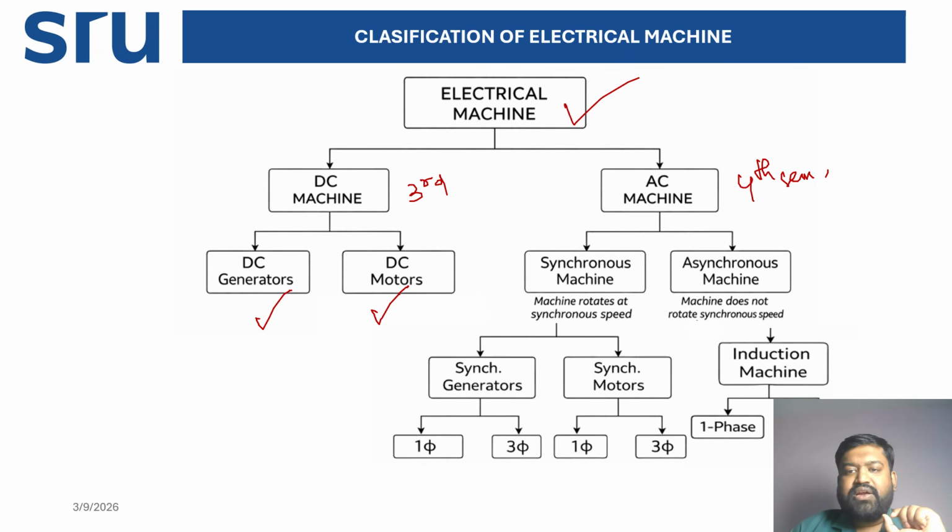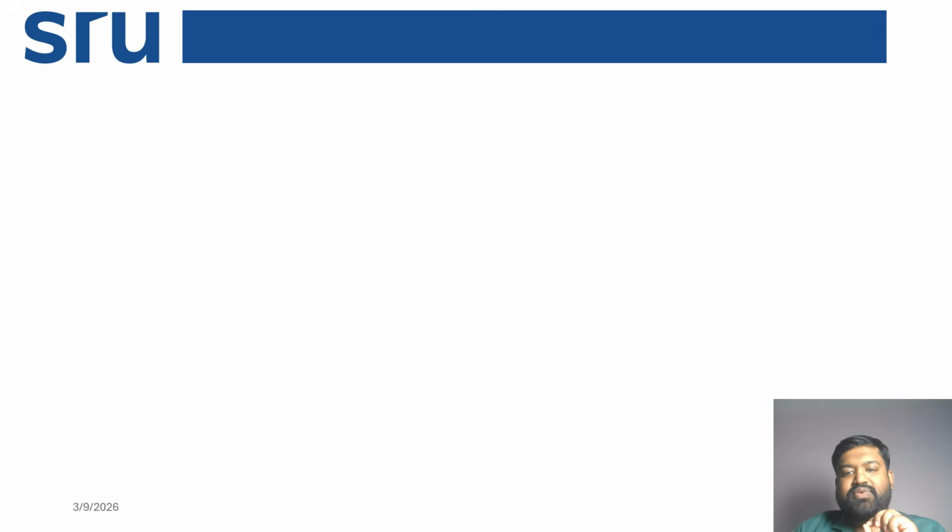In the first unit we already covered asynchronous machines like induction machines, which are broadly divided into single phase as well as three phase. Similarly, synchronous machines are divided into the synchronous generator as well as the synchronous motor. These are also divided into two parts: single phase and three phase synchronous generators, and similarly single phase and three phase synchronous motors. Now we will come to the details. We will start with the synchronous generator.